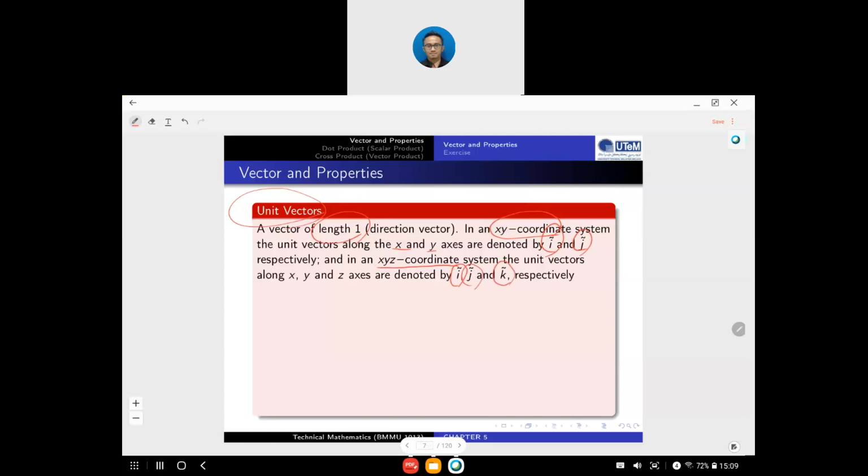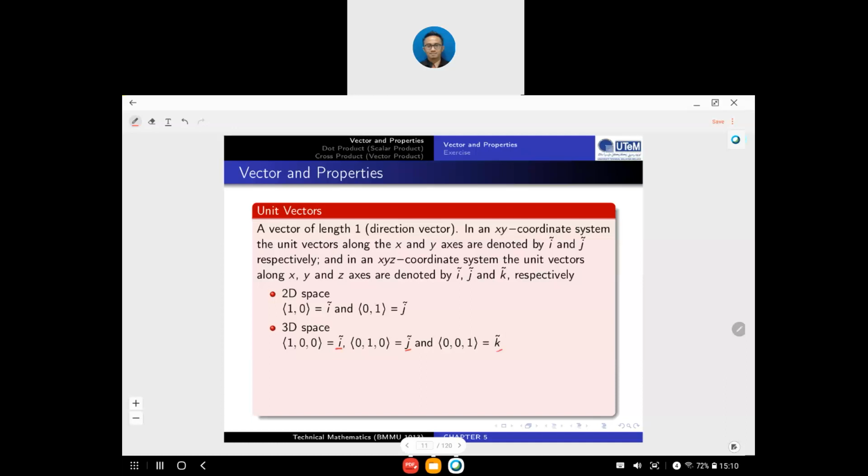So how do we find the unit vector? In 2D space, for i it is (1, 0), and for j it is (0, 1). This is for 2D. For 3D, it is the same thing: for i, (1, 0, 0); for j, (0, 1, 0); for k, (0, 0, 1).